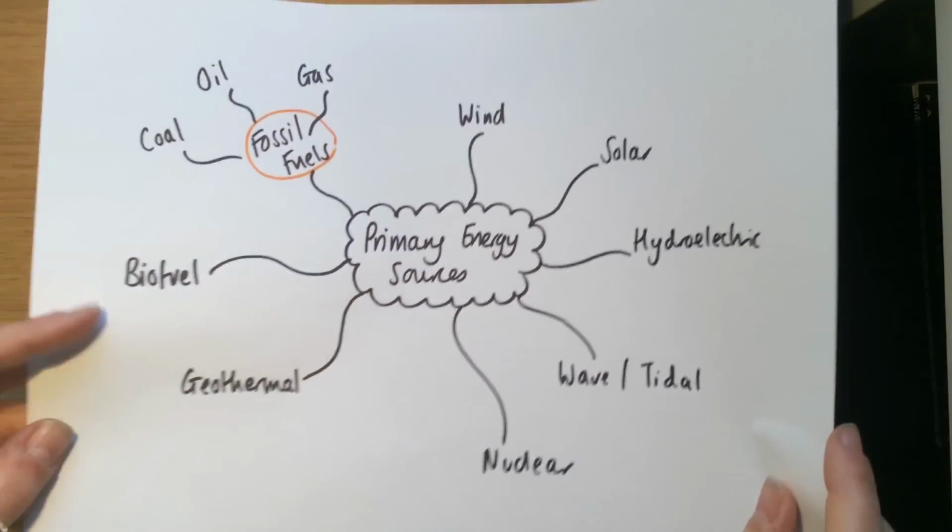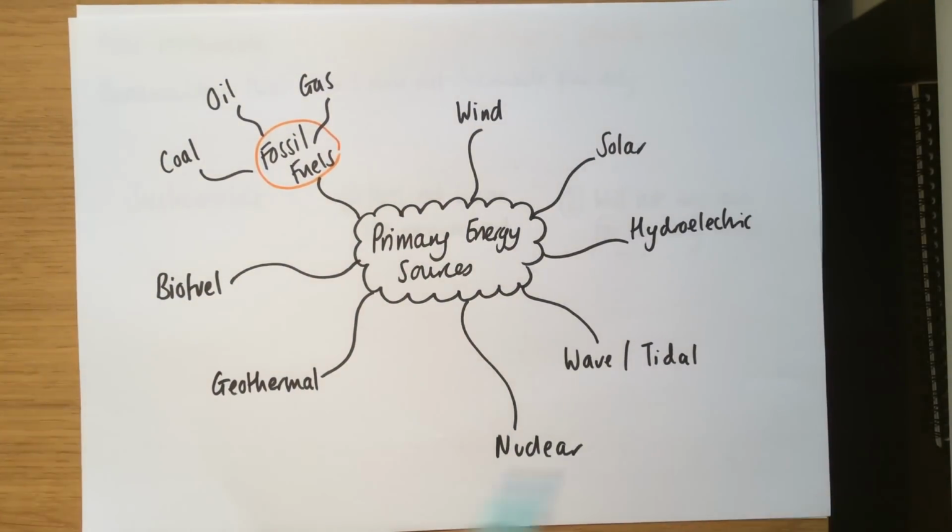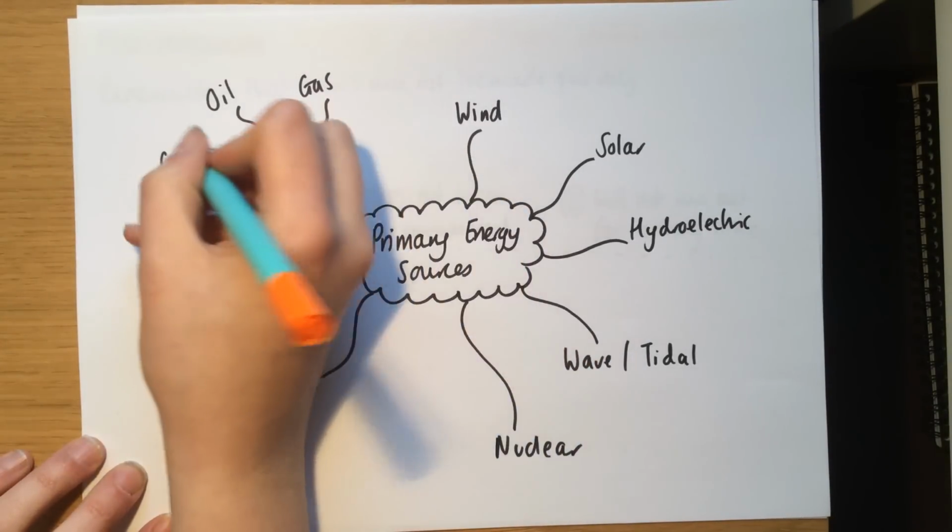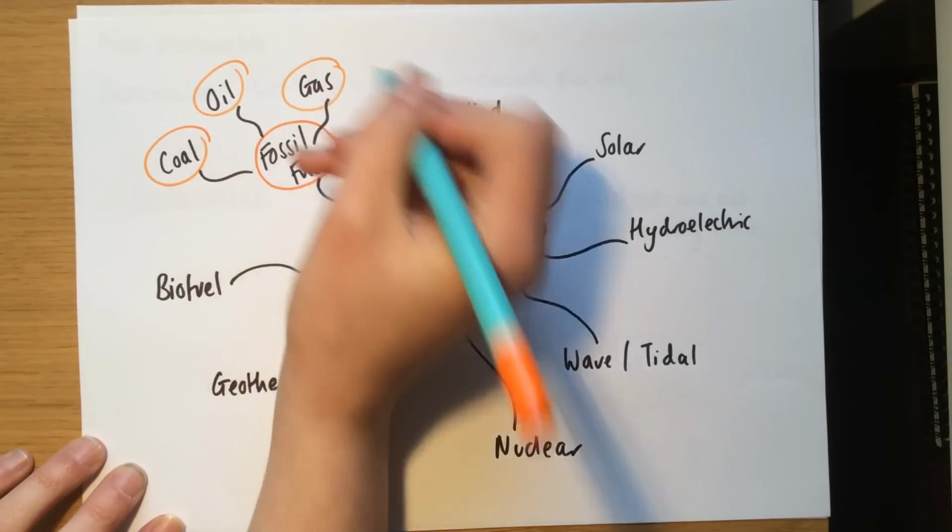So if we go back to our examples here, I've circled fossil fuels in orange before, so now I'm going to use that as our example. Non-renewable energy sources here are fossil fuels, so all three of these, coal, oil and gas, cannot be made.